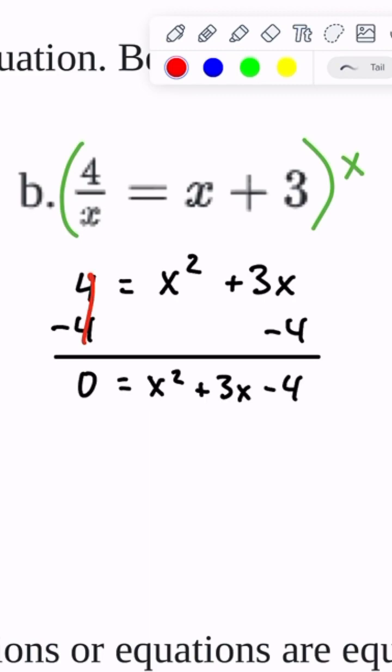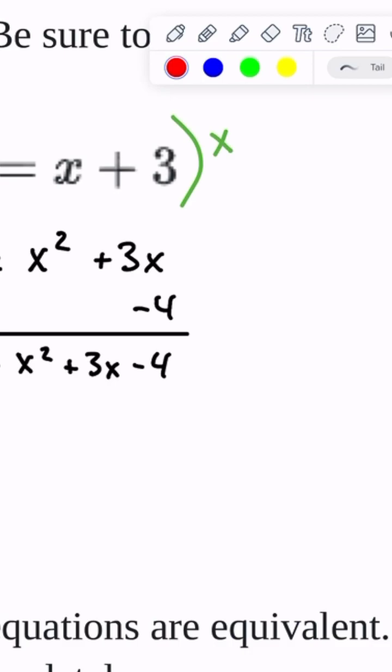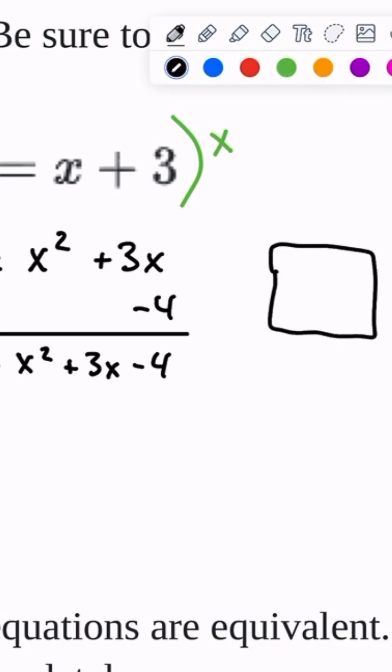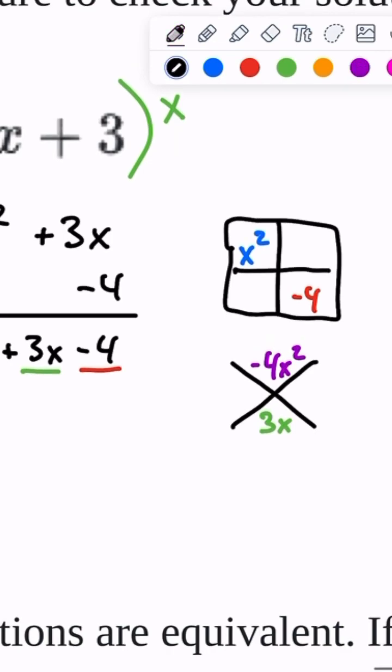What we're going to need to do is factor. So I'm going to go ahead and scroll over here just a little bit. We're going to draw our box and our diamond because, again, we are factoring. The first thing we do is put an x squared here, the first term. The last term, -4, we put right there, and then our middle term, 3x, goes in the bottom. Red and blue make purple, and so -4x squared. The two numbers that multiply to -4x and add to 3x are positive 4x and -1x.